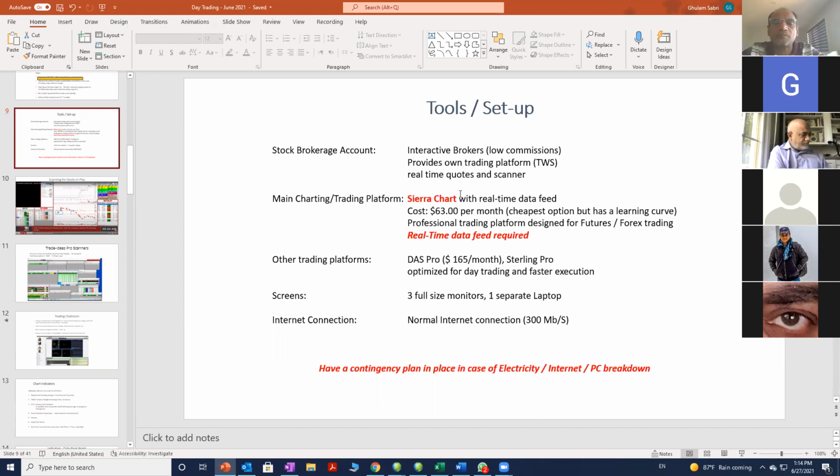So these three platforms. What do you prefer? Sierra has a learning curve. It's not very easy. If you want to decide on Sierra, that's fine. I've used it for many years. It's an excellent platform. DAS is a very good platform. It has faster execution for day trading. So if you want to jump in quickly, DAS Pro will be a better platform, although it will cost you more.